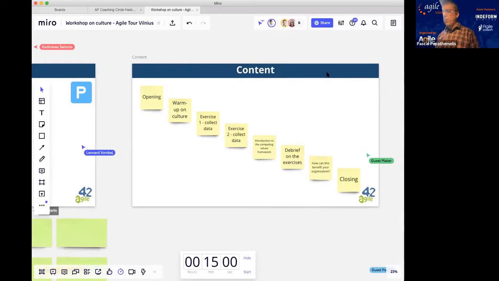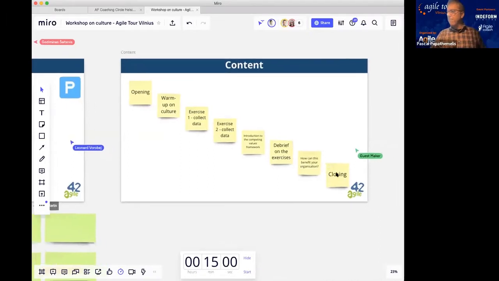And then at the end, we will talk a bit about how you could use this kind of visualization and the data that you can collect in order to improve your organization. And at the end, we then do a closing.